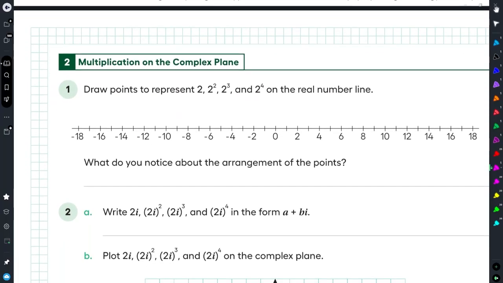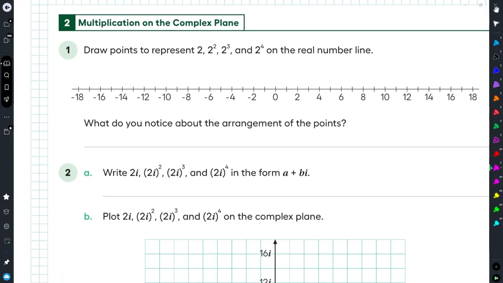On the next page, we're going to talk about multiplying in the complex plane. So when we're multiplying, some of the rules here are a little bit different. So let's draw this on our number line. We have 2, 2 to the second power, which is 4, 2 to the third power is 8, and 2 to the fourth power is 16.